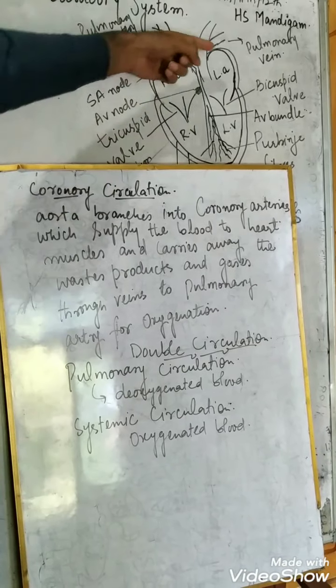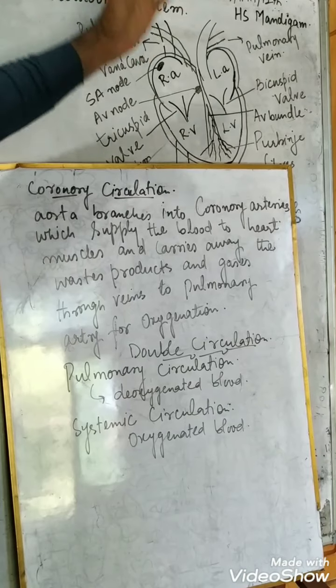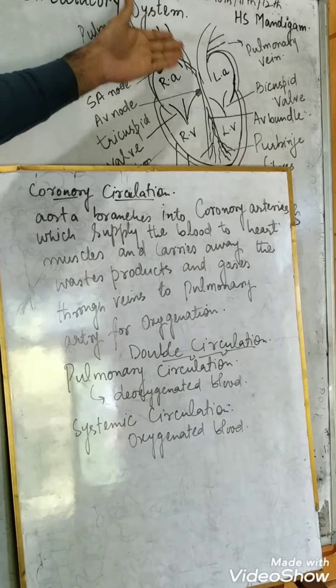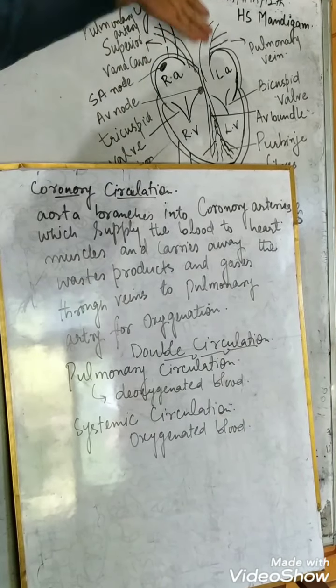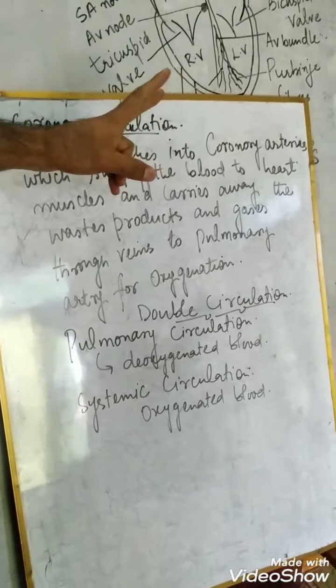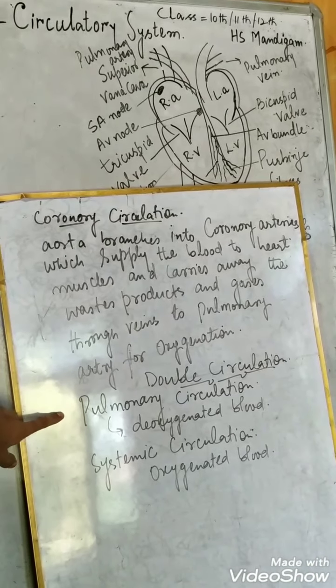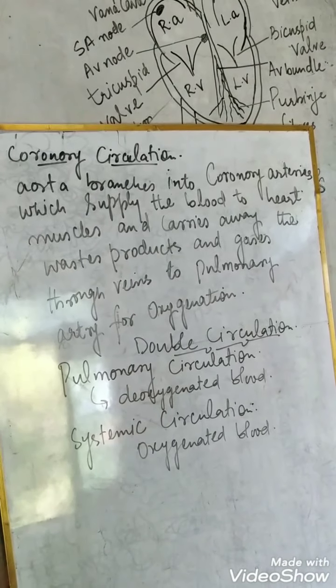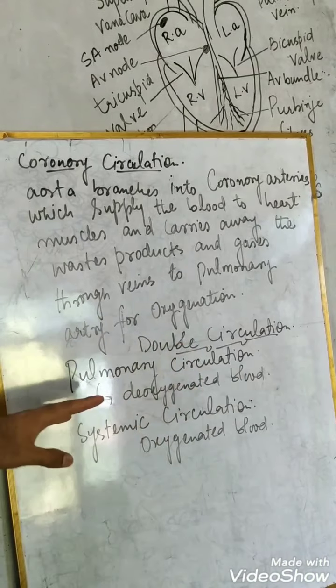The same blood flows through the heart two times. Once it flows through the heart as deoxygenated blood, and then the second time it flows through the heart as oxygenated blood. And these two circulations are called the pulmonary circulation and the systemic circulation.